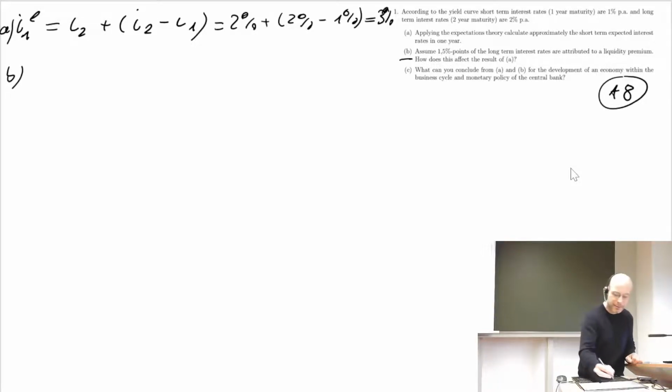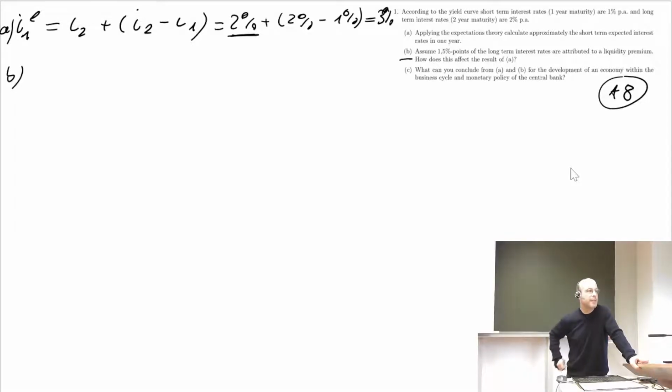And so we can say that within these 2% interest rate for long-term investments, within these 2% are maybe some liquidity premium. And here in B, we assume that 1.5 percentage points of these 2% are just due to this liquidity premium.